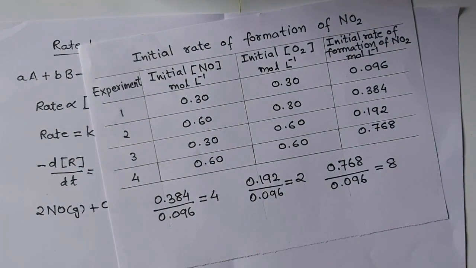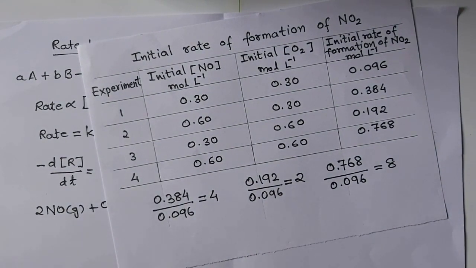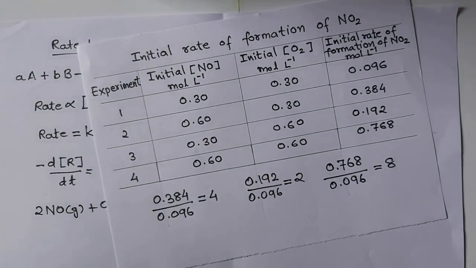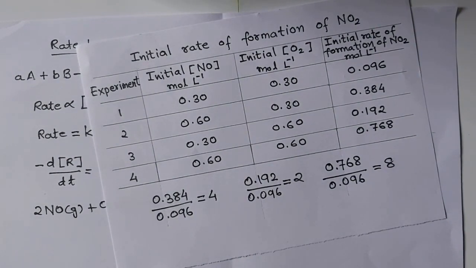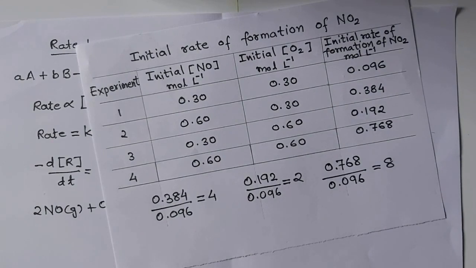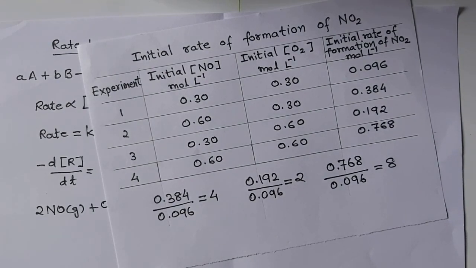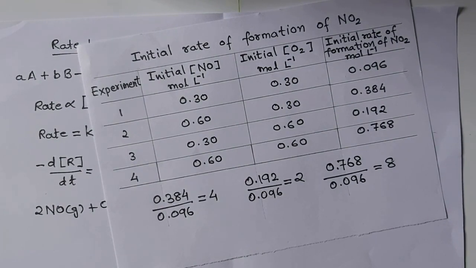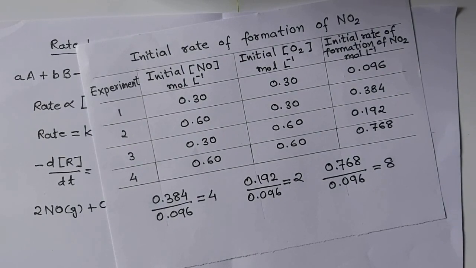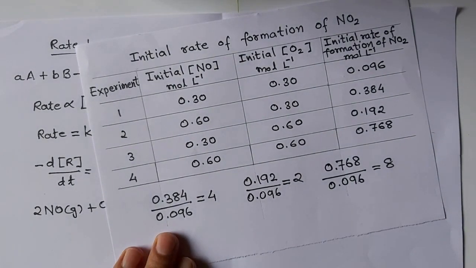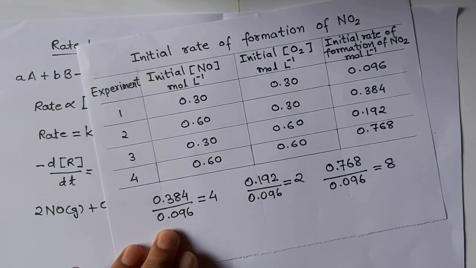So what are we doing? We can measure the rate of this reaction as a function of initial concentration, either by keeping the concentration of one of the reactants constant and changing the concentration of the other reactant, or by changing the concentration of both the reactants. So these are the results we got. Now it is obvious after looking at the results that when the concentration of NO is doubled and that of O2 is kept constant, the initial rate increases by a factor of 4, from 0.096 to 0.384.